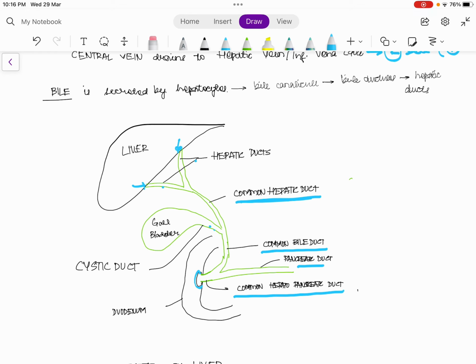Common bile duct then joins with pancreatic duct. Pancreatic duct contains secretion from the pancreas and they both join to form common hepatopancreatic duct. This duct then opens into the duodenum in the second part of duodenum, and this opening is controlled by sphincter of Oddi. So these are the important things which are to be remembered.